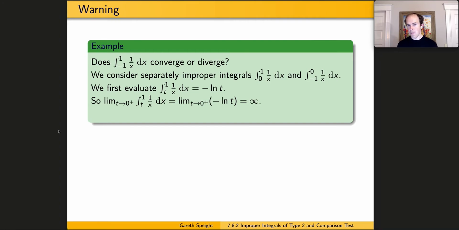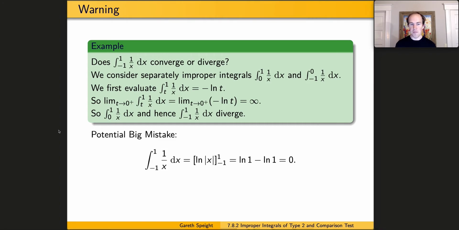Remember, we said that for this improper integral, where there is an infinite discontinuity in the middle, the only way it can converge is if both of the one-sided improper integrals converge. In this case, even the right-sided improper integral does not converge. Okay, so this is divergent. Okay, what is the warning?